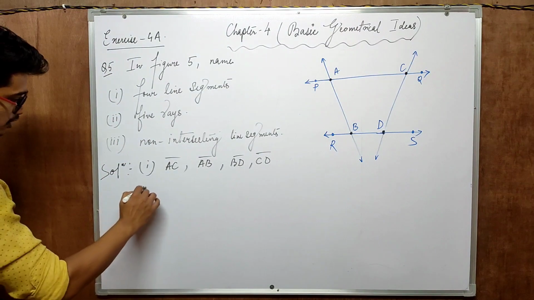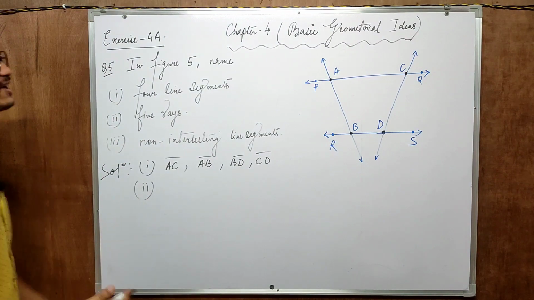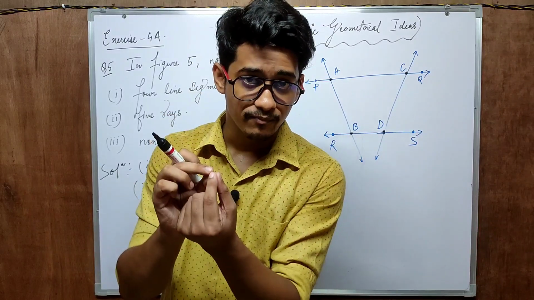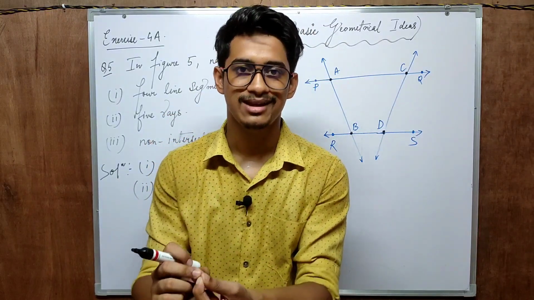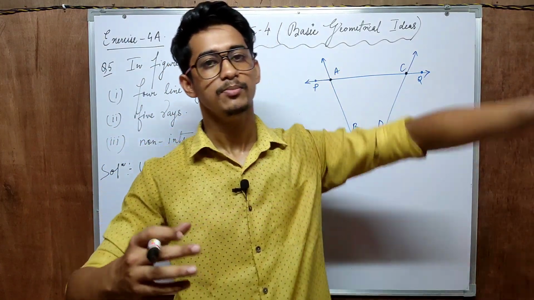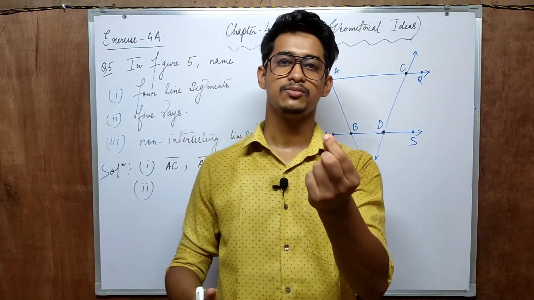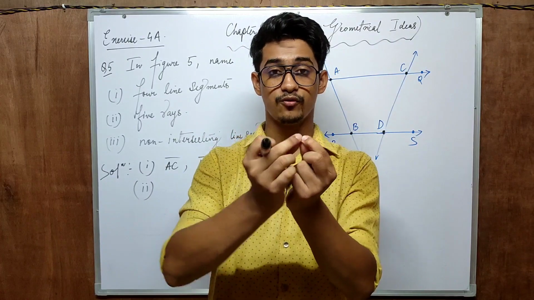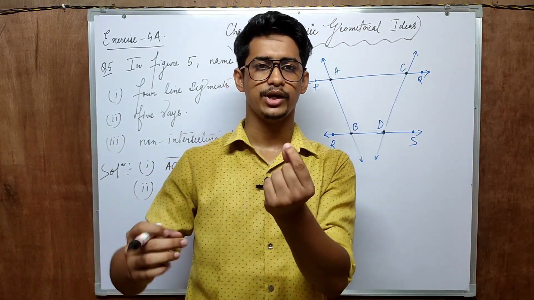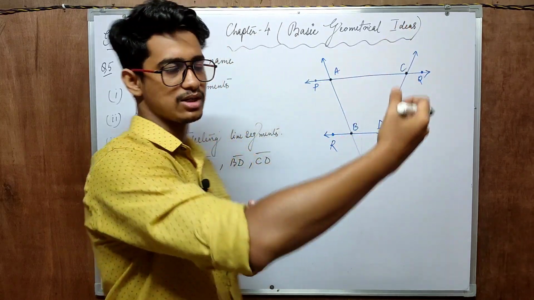Done. After that, move on to the next part, that is 5 rays. So what do you mean by ray? Ray means that one point will be fixed, and from the opposite end it will keep moving. If I just fix this particular point, it can move to the left side also.